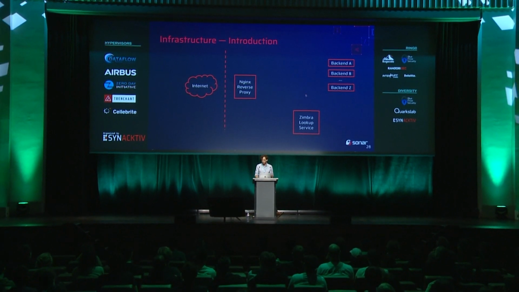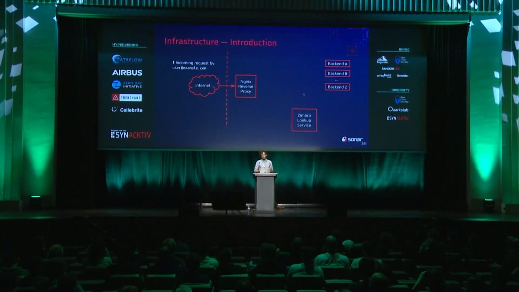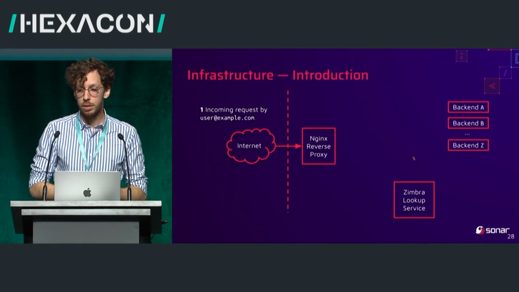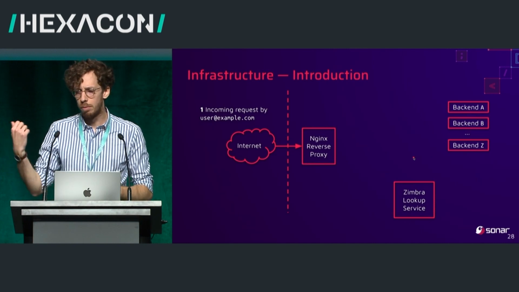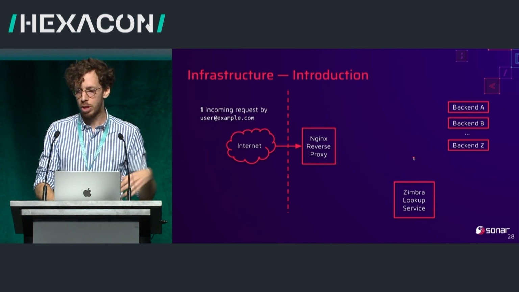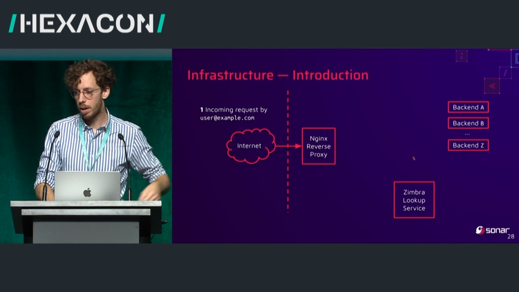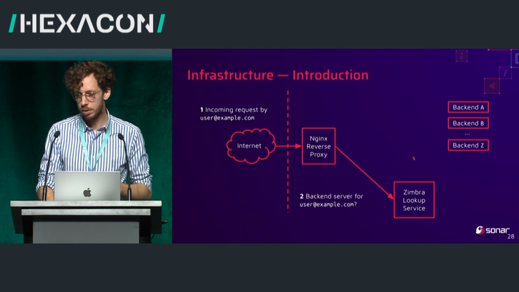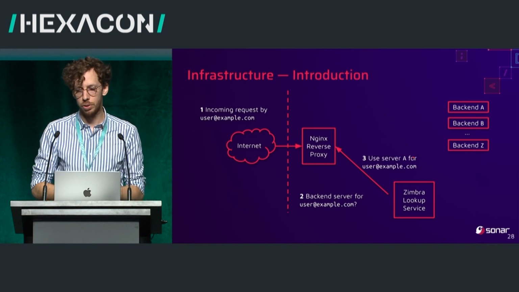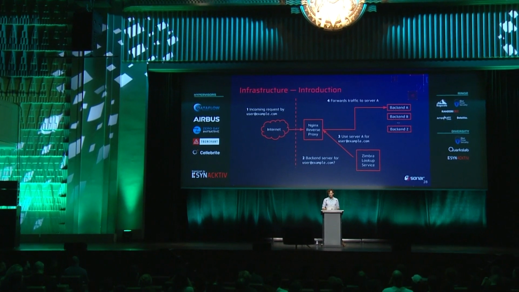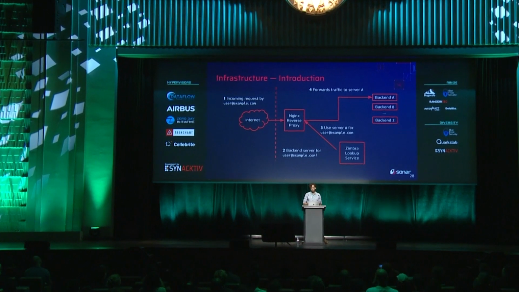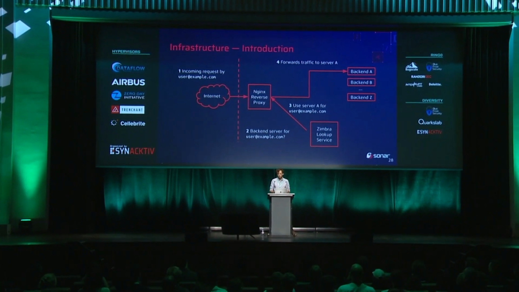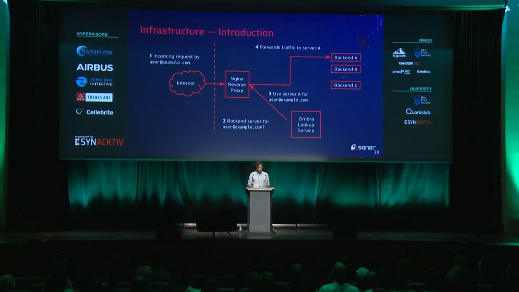So to show you what it looks like, we have an incoming request from user@example.com that comes from over the internet, let's say just using the mail app. It comes to Nginx over IMAP. And Nginx says, okay, what's the backend server for user@example.com? And then the Zimbra lookup service replies, okay, please use server A. And then Nginx will proxy everything to backend A. So this is a really simple and really smart way to have all these servers in the back.